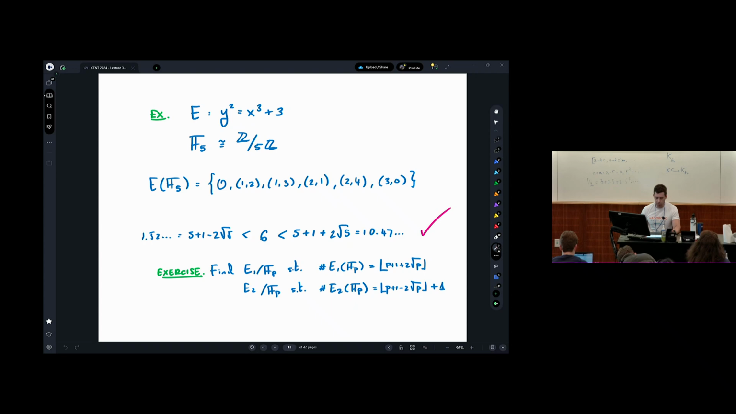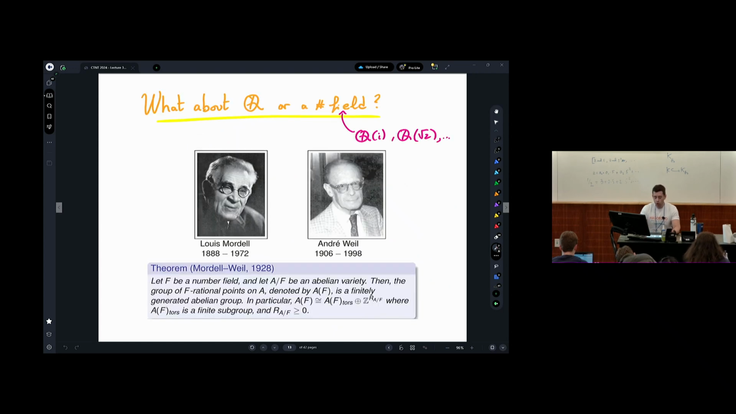Okay, so this is what happens over a finite field. So what about Q? We're interested in the rational numbers or a number field like Q adjoin i, or Q adjoin the square root of 2, or Q adjoin some root of unity. What happens over there? Mordell proved the Mordell theorem for elliptic curves over Q.